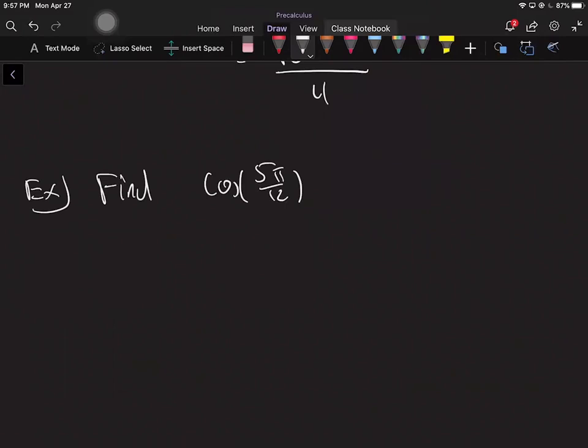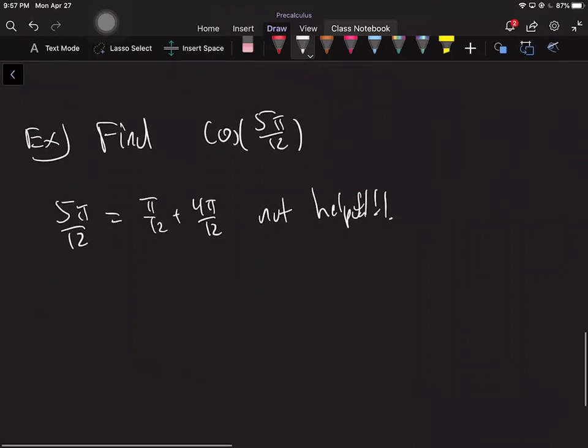First step is think about 5 pi over 12, and you have to break it up in a smart way. So here's not a smart way, and you can tell me why. Pi over 12 plus 4 pi over 12. Why is that not helpful? It's because the two pieces are not really easier than the initial thing. Pi over 12 is not any easier to work with.